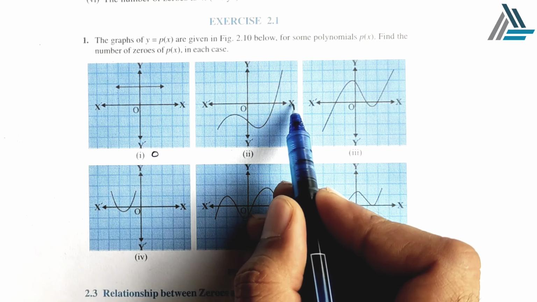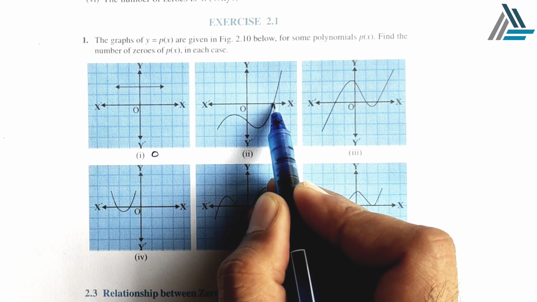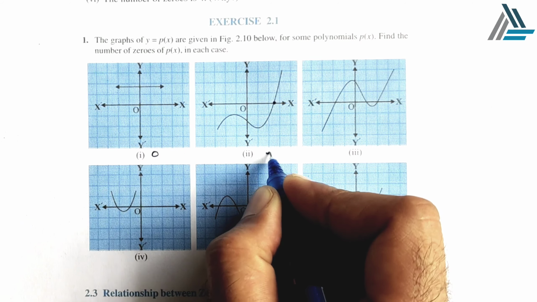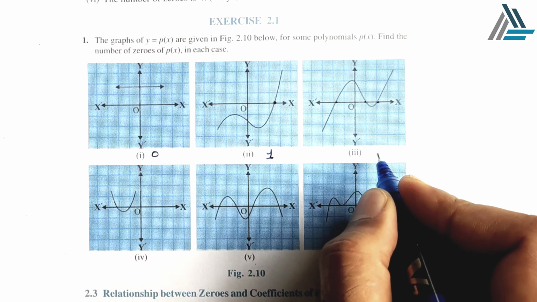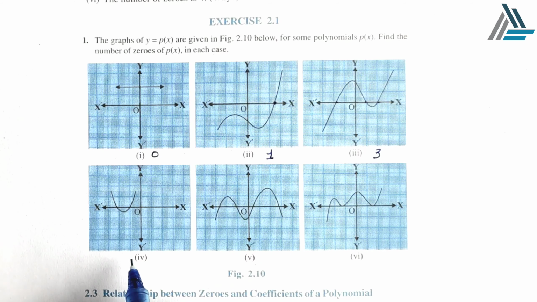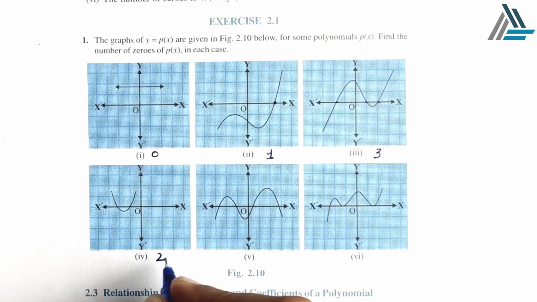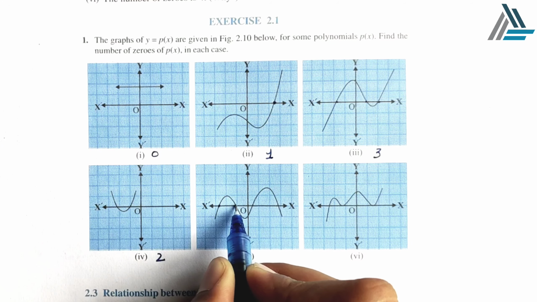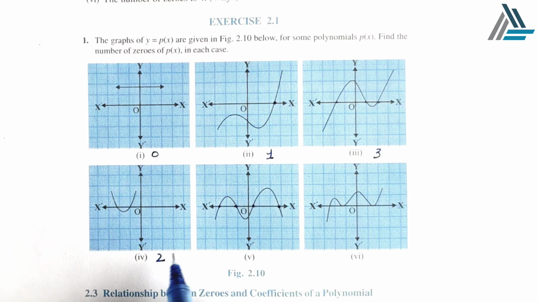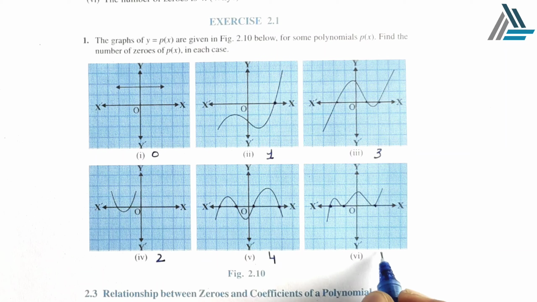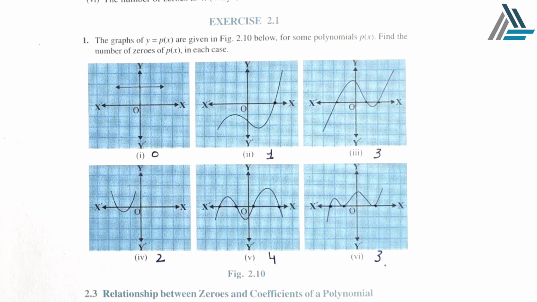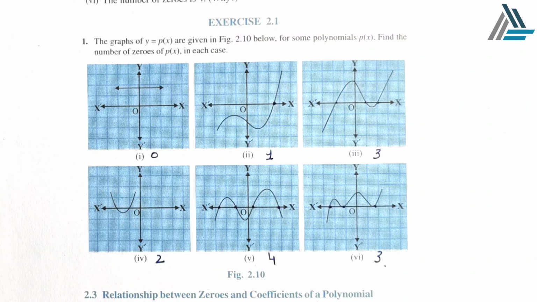In this case, look, the x-axis intersects the graph at exactly 1 point, so the number of zeros is 1. In this case, 1, 2, 3, so the number of zeros is 3. In this case, the number of zeros is 2. Here, let's see, 1, 2, 3, 4, so the number of zeros is 4. Here, 1, 2, 3, the number of zeros is 3. This is the first exercise. I think you all understand the concept of degree and zeros of a polynomial.